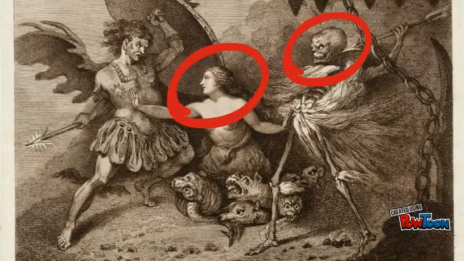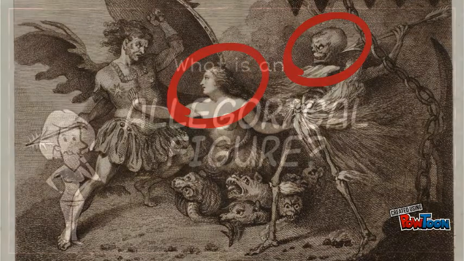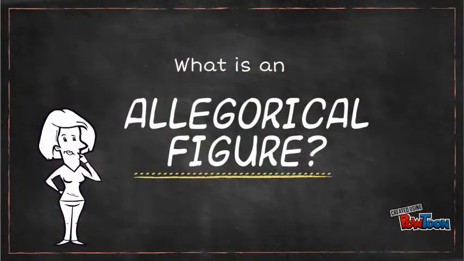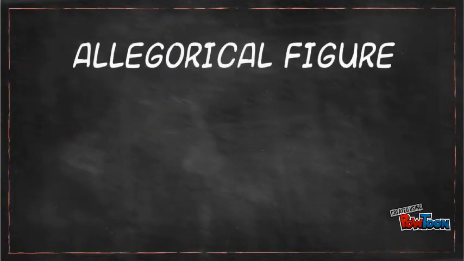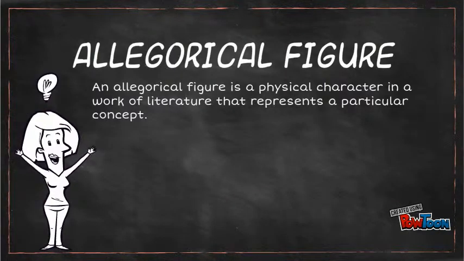Sin and her partner in crime, Death, guardians of the gates of hell, are more than the products of Satan's fall. They are what we know in literature as allegorical figures. What is an allegorical figure? An allegorical figure is a physical character in a work of literature that represents a particular concept.